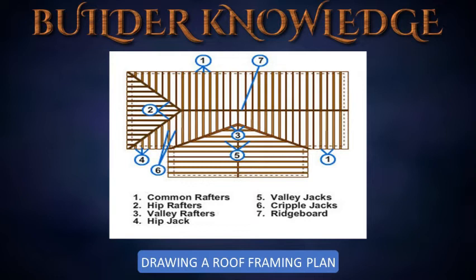Darken outline of ridge, hip, valley, and cripple lines. Draw common rafters, hip jacks, valley jacks, and cripple lines. Darken all rafter lines. Designate corners of building alphabetically, start at any corner, and work clockwise.